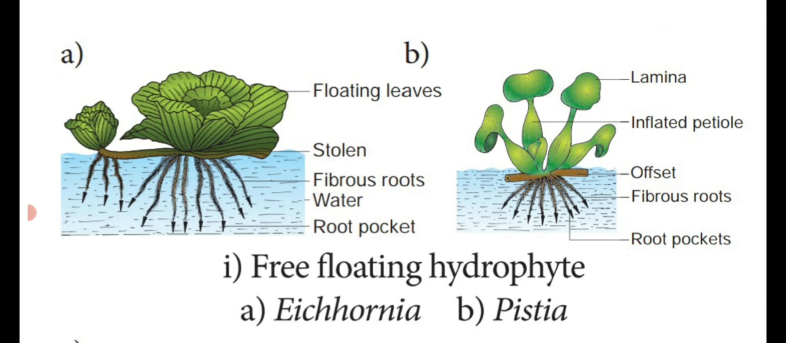So the first diagram is said to be the Pistia. The second one is the Eichhornia. In your book it's wrongly given that one. Eichhornia, in Tamil it is known as Vengaya Tamarai or Agaya Tamarai. The pot is also given here.